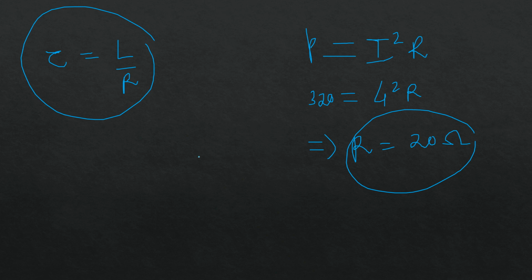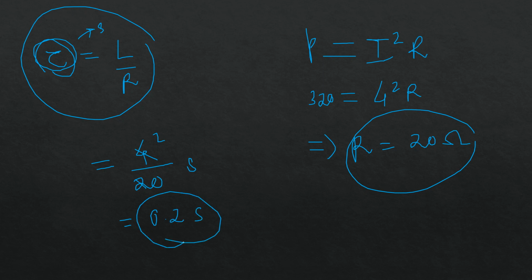Alright. Now what? Simple. Just put the value of L and R. L is 4 Henry divided by 20 ohms. Henry by ohm, don't need to think, is what? Time constant. So it should be time, second. So 4 by 20, simple. This is 2 into 10, right? So 2 by 10 is 0.2 seconds. Don't need to use a calculator. Yeah, this is the answer.